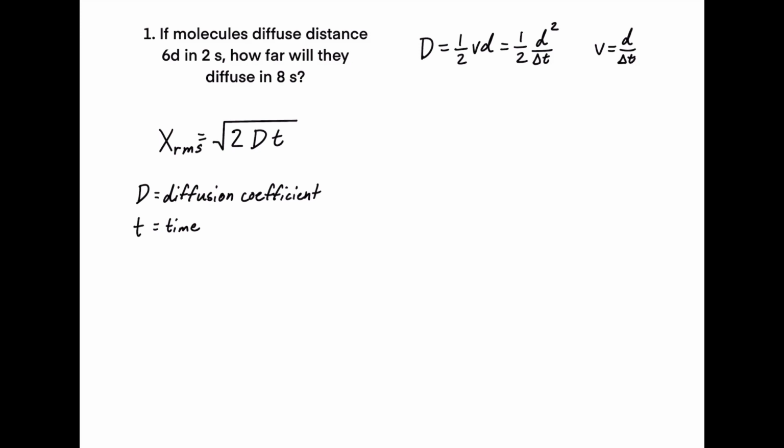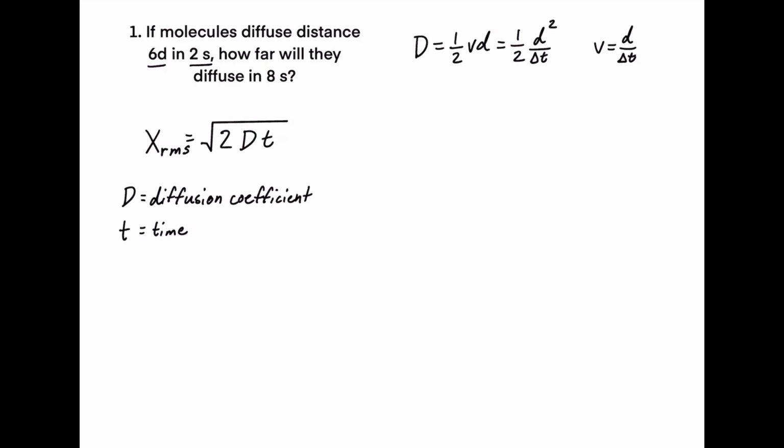So, if we look at it, this molecule is traveling 6d in 2 seconds. So with that being said, we know the distance traveled in 2 seconds gives our velocity. And then we are going to use this velocity and write this into our diffusion coefficient. That will give us later on our x RMS. But we need to find what our velocity is for this problem initially, right? So the first thing we're going to do is just say that D equals 1/2 6d squared over 2 seconds, which equals what?